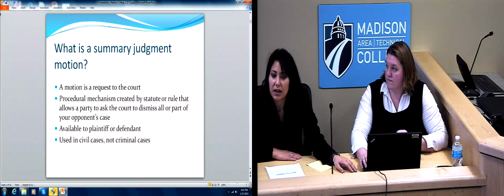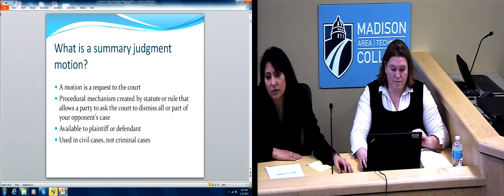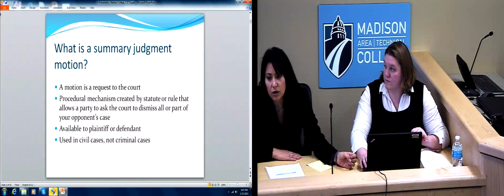The second thing that I want you to understand is to know the essential components or parts of what a summary judgment motion is. So this hopefully will just be the tip of the iceberg. What is a summary judgment motion? Well, first, what is a motion? It's just simply a request that the court do something that you want the court to do.